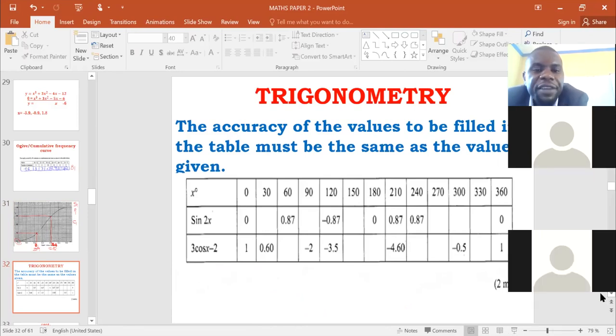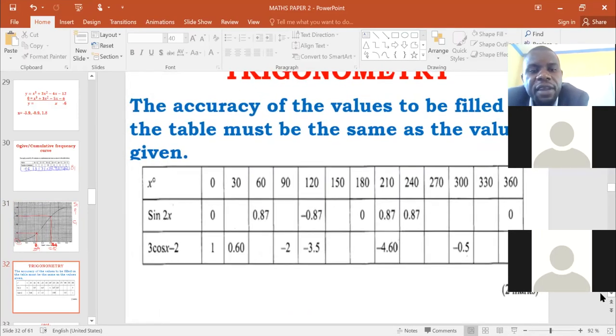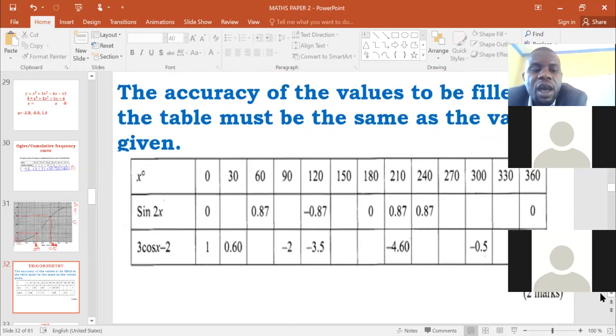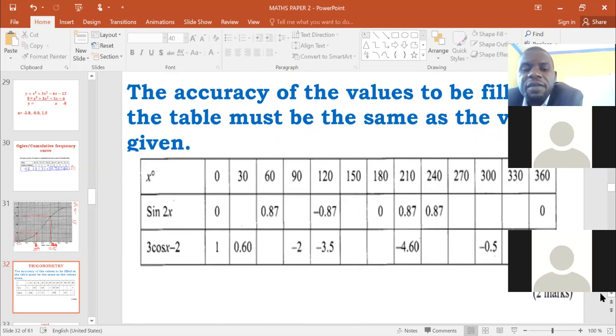Now, on trigonometric curves, in most cases, you'll be given a table that is already filled. The values that you're supposed to fill in should be subject to the accuracy of the values that are already given there. Like for the table that I have there, you can see that the figures given there are rounded off correct to 2 decimal places. So if I was to fill the blank spaces, the values that I fill there must also be correct to 2 decimal places, not any other accuracy.